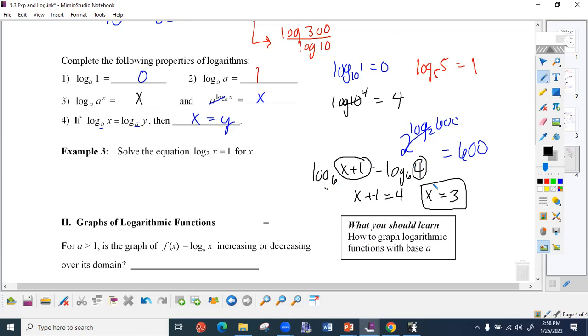All right, using one of the above 5 properties, please take a moment and try to solve the equation log base 7 of x equals 1. What is x? Using one of the above properties. What is x?